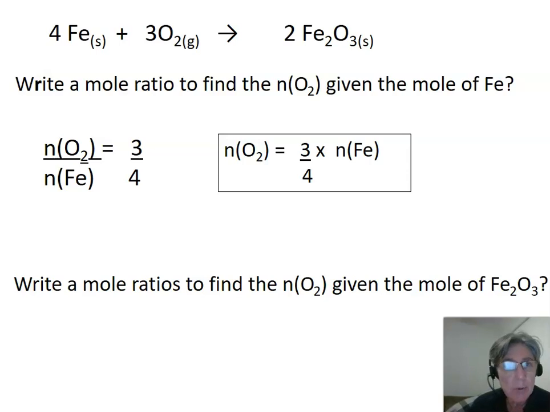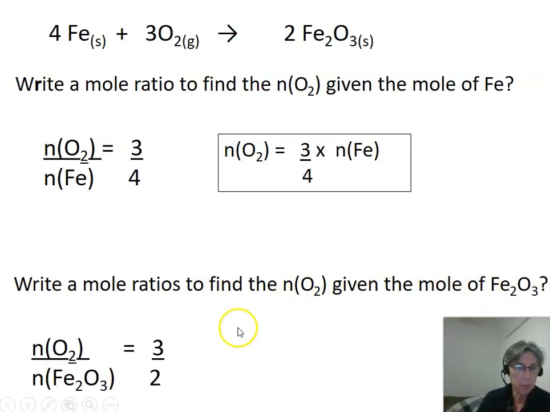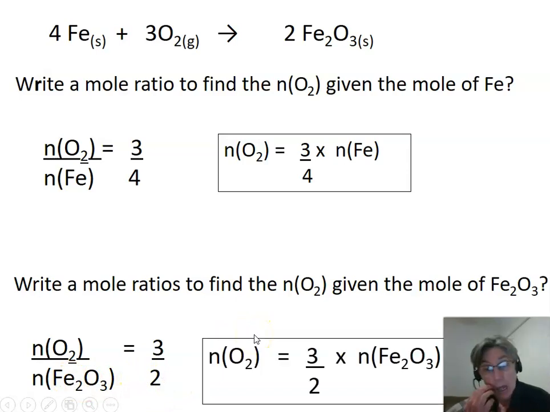Write a mole ratio to find the number of moles of oxygen given the mole of this. So what we want is still oxygen, but we're given this instead. So what we want, put on the top, what we've got put on the bottom, and put the numbers that go with the appropriate things. So it'd be however much I've got of this, I would have 3 on 2 times that. Basically, that's 1.5 times that would be oxygen. If you're going from here to here, the number's getting bigger, so I'd have to multiply it by a fraction that's going to make this a bigger number.